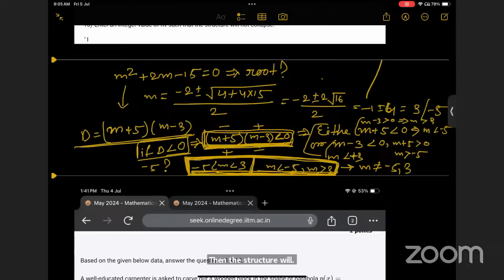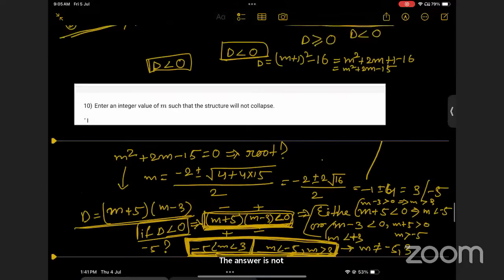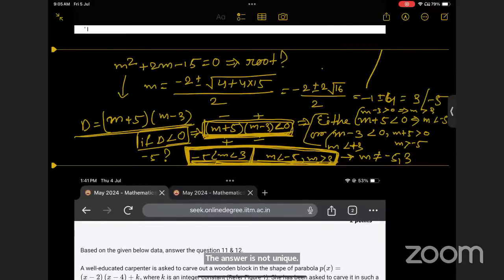But ma'am, in this question, there are many answers. Yeah, you can pick any integer from this interval. The answer is not unique. You can pick any integer which satisfies this.